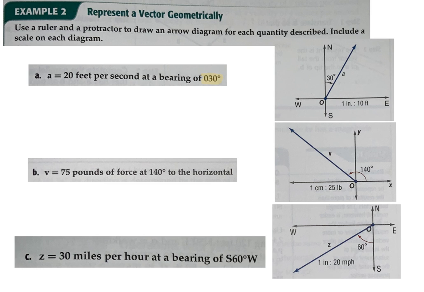20 feet per second. Basically, if this is 10 feet for every 1 inch, this guy should have been 2 inches long, all right? So that's all we're looking for, that you know the conversion. But most of the time, your word problems are going to tell you 20 feet per second. You're not going to have to measure and calculate, all right?